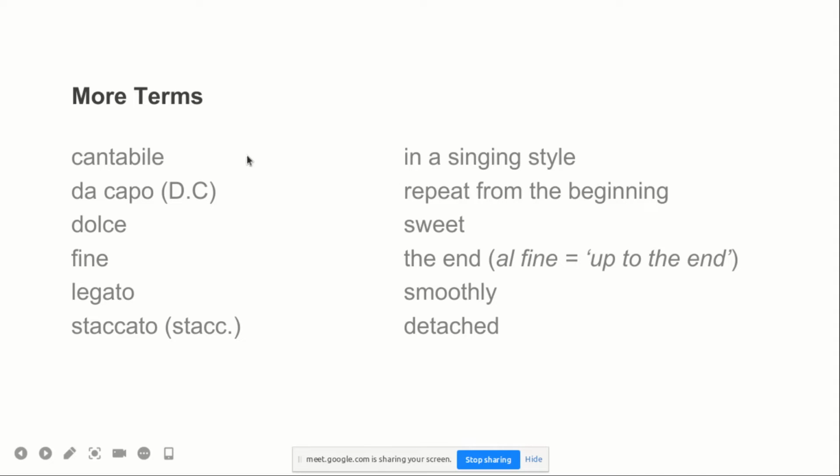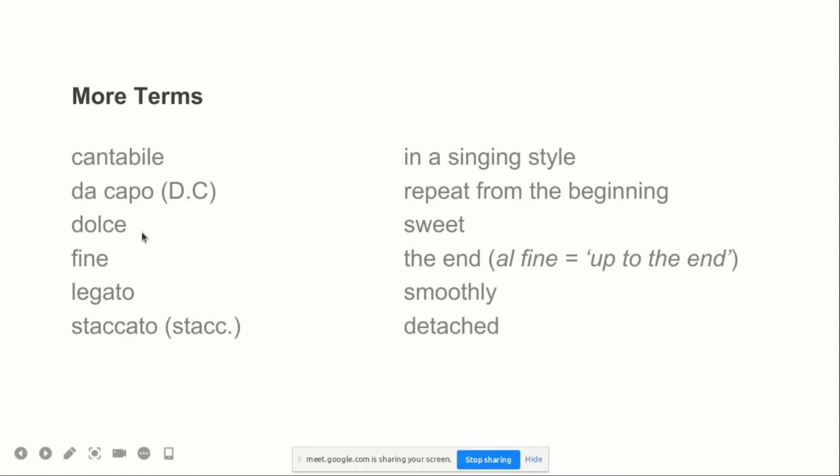Repeat from the beginning. So you have done a song from the beginning, you've got to a place where you're given DC, go back to the beginning. Usually, you will be going to the beginning to do a second verse, but if there is no second verse, then just repeat it from the beginning, the same words that you used.